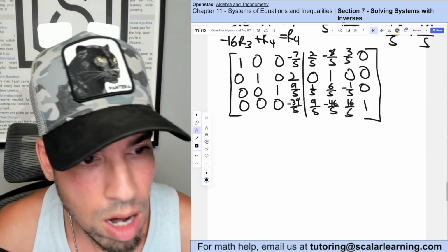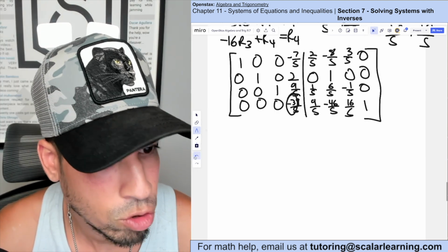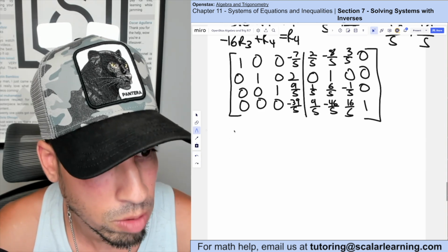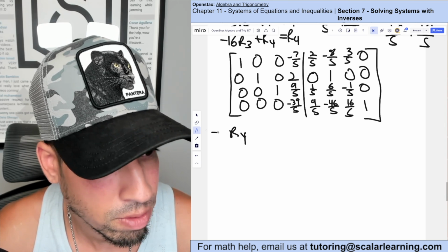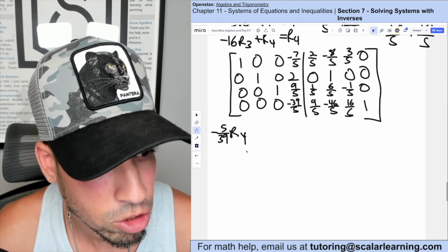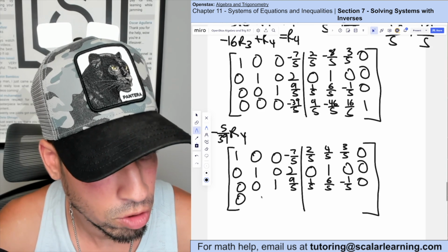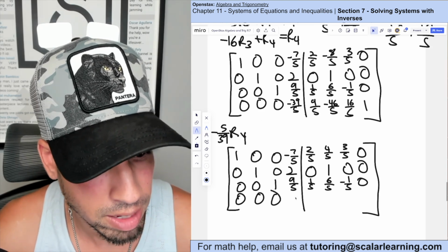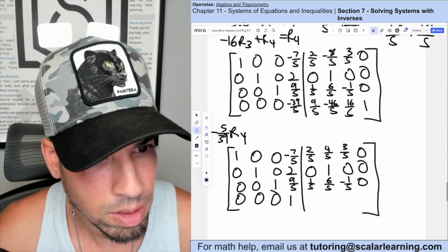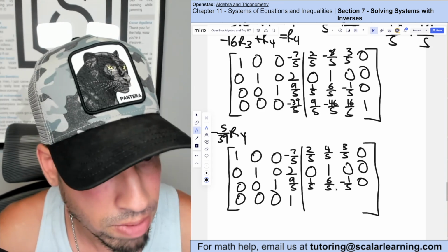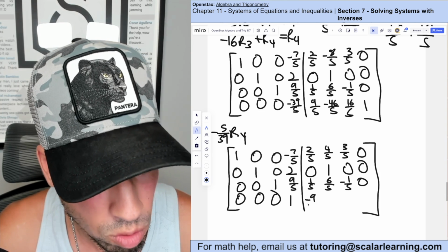Now we're on the final column, so I'd love to start by flipping that to a 1. So I'm going to multiply row 4 by that reciprocal, which is negative 5 over 39. Let's check it out. So I got that times 0 is 0 for all three. That times that is 1. That gives us our 1 there. And then now we got negative 5 over 39 times 9 over 5. 5's cancel out, and we got negative 9 over 39.